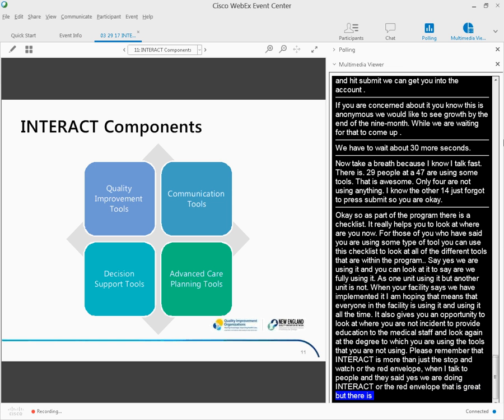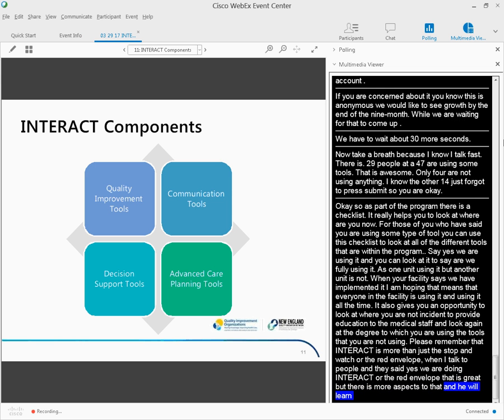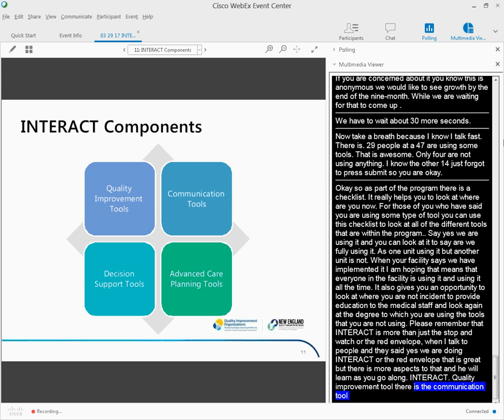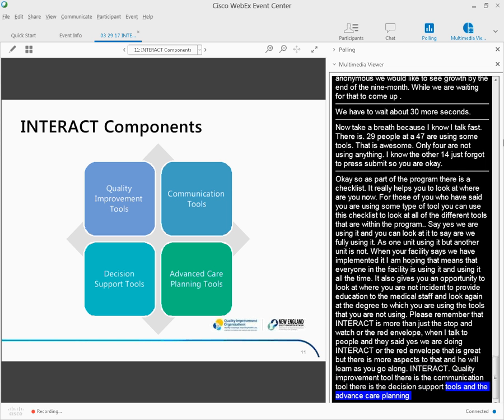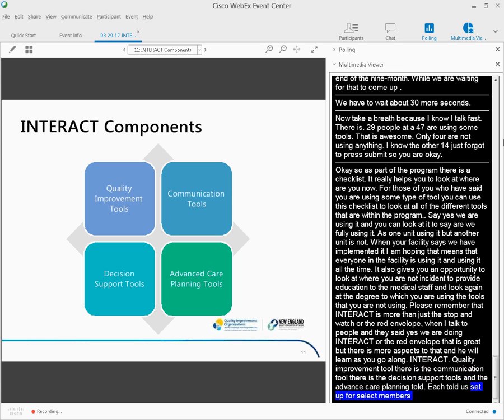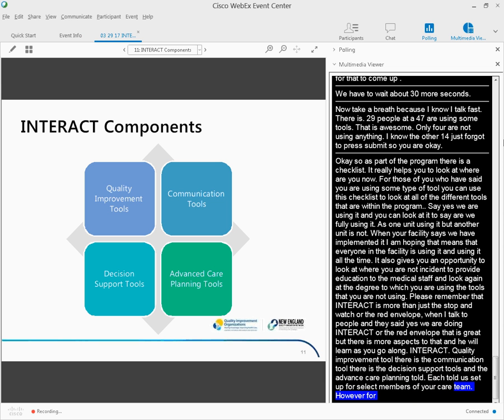There are 4 major components of Interact. There's the quality improvement tool, the communication tool, the decision support tools, and the advanced care planning tool. Now, each tool is set up for select members of your care team. However, for Interact to be fully successful, all members of your care team should be aware of all the tools and should be aware of the fact that you are using Interact in your building.